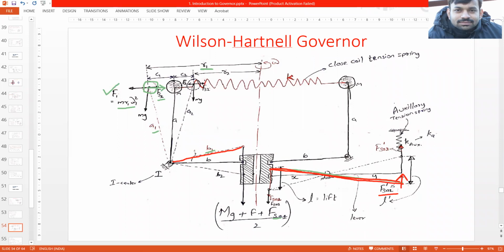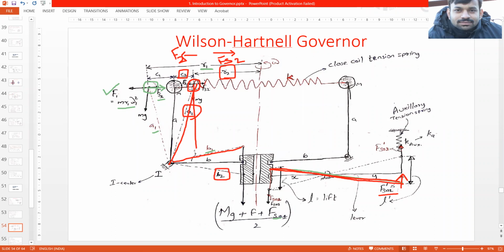Now, when the ball moves inside, that is when the speed of the engine reduces, the next position of the ball would be over here. Again, this would be R2, the radius of rotation. The centrifugal force which would be acting is F2, right? And the spring force which would be acting is Fs2 in this direction. The vertical displacement would be C2. The horizontal distance would be A2. A2 is shown over here. And this distance would be B2.